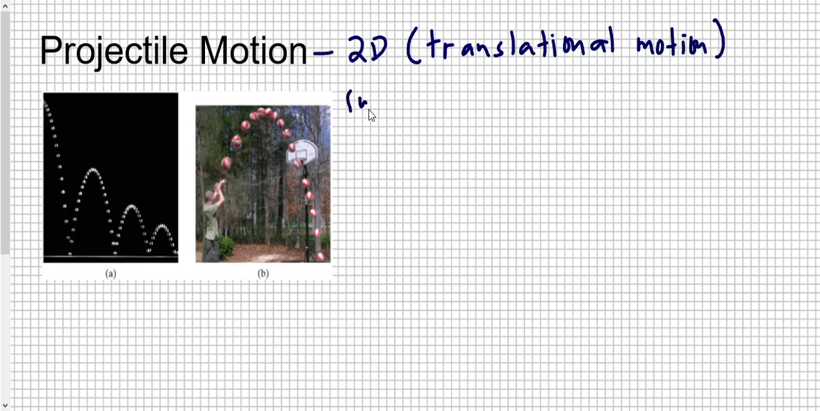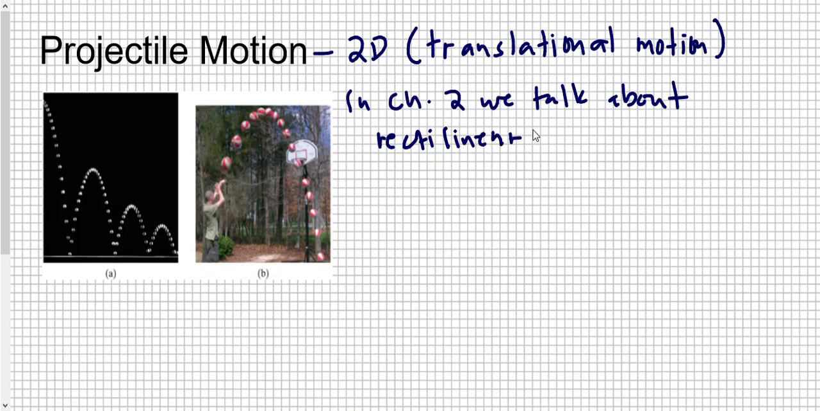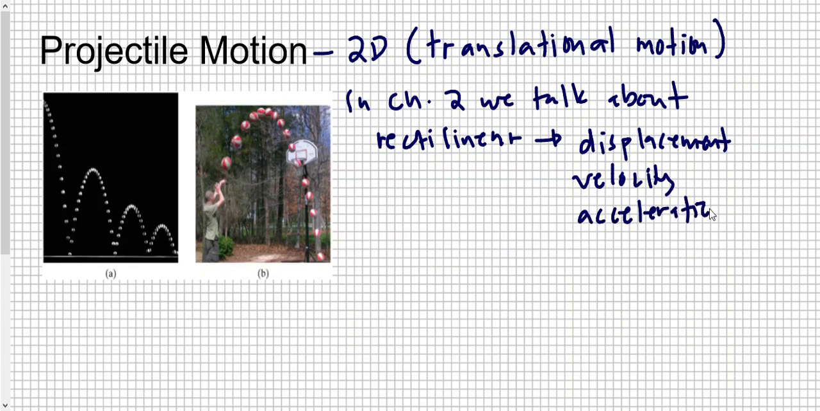In chapter 2, we talked about rectilinear motion. This type of motion is more of a straight line, and we've analyzed it, talking about its displacement, velocity of the object, and its acceleration, which also includes a free-falling object.